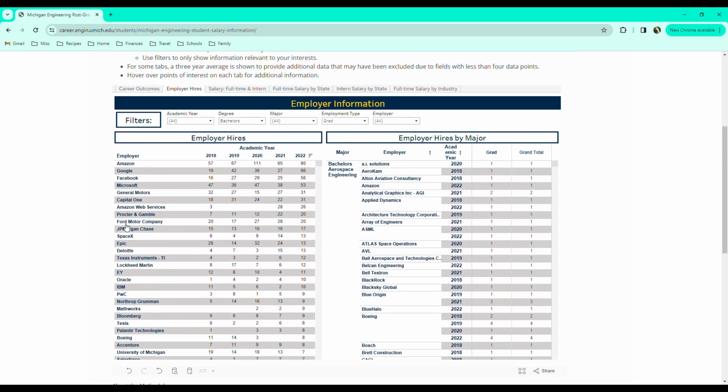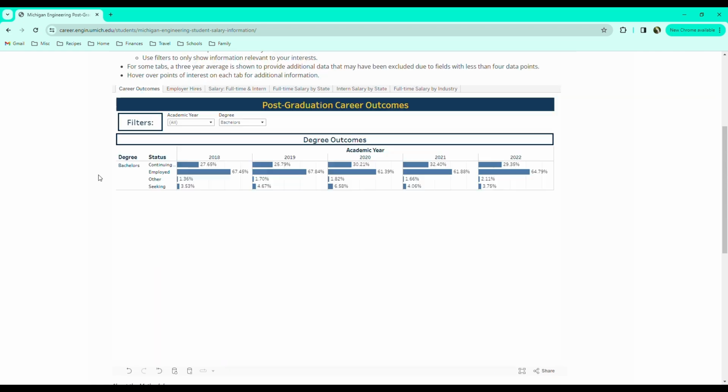So let's get into the data. All right, so first we're going to start with career outcomes. And what I've done is I've filtered for bachelor's degrees, and this is for the School of Engineering, which includes computer science and computer engineering, and so that's something to note as we move through. And on this one, I've kept all of the years of data that are available just so we can see what the trends are.